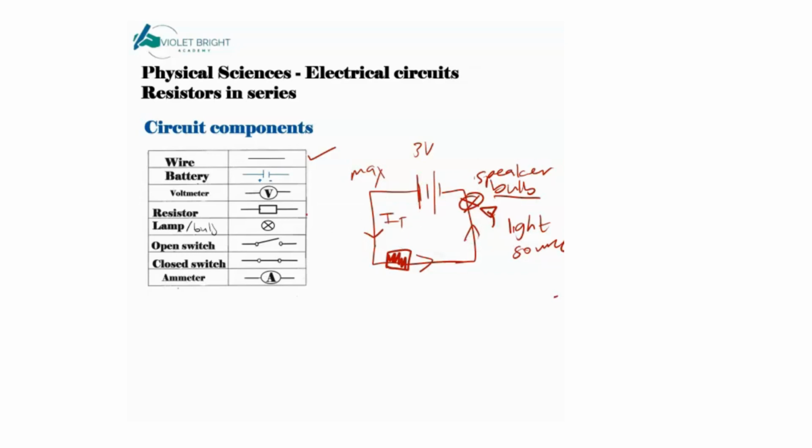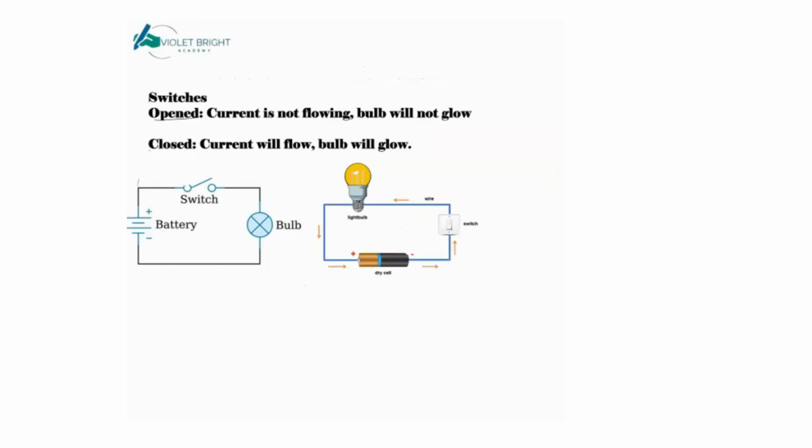So now we have types of switches. We have an open switch and a closed switch. Whenever we have an open switch, current is not flowing. The bulb will not light, will not glow. When current is not flowing, the current is just inside the battery. It is not moving out.